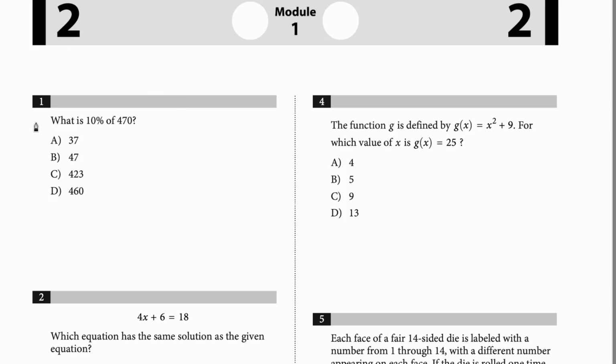Let's start with problem 1. What is 10% of 470? So for this, we just do 0.1 times 470, which would be equal to 47. So number 1 would be B, 47.